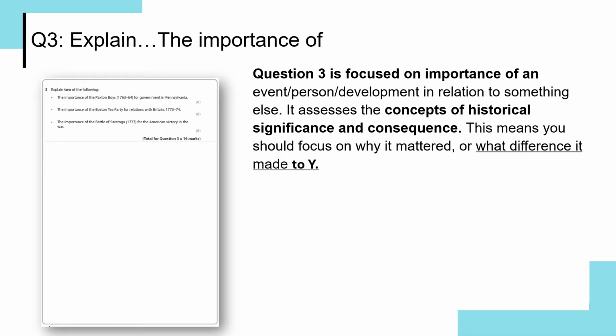Question 3 is asking you to explain the importance of an event, person, or development in relation to something else. It's assessing your understanding of the concepts of historical significance and consequence. This means you should focus on why it mattered or what difference it made for the event or issue in the second part of the question, which we'll call why.